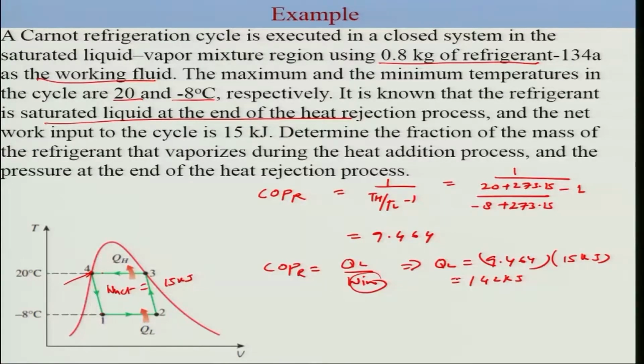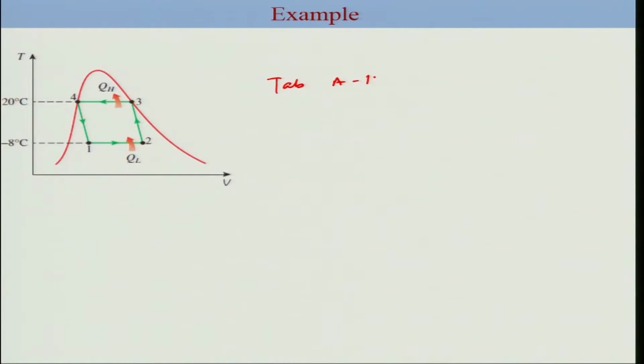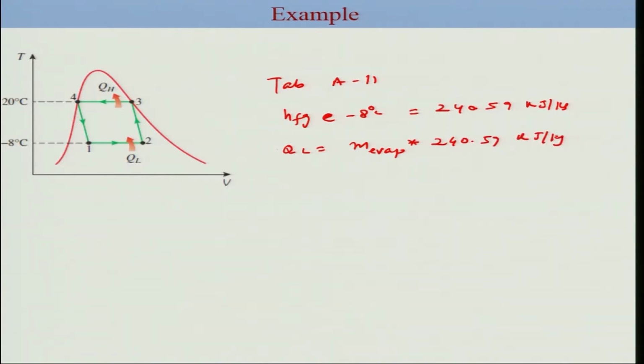This essentially means Q_L is 9.464 times 15 kilojoules, which is 142 kilojoules. This is the heat supplied, and the refrigerant has evaporated from state 1 to state 2. So we can find h_fg, the heat of vaporization, at minus 8 degrees Celsius. Let's look at the table. Table A-11 gives h_fg at minus 8 degrees Celsius as 240.59 kilojoules per kg. So Q_L is m, the amount evaporated, multiplied by 240.59 kilojoules per kg, and thus the mass of refrigerant evaporated turns out to be 0.694.